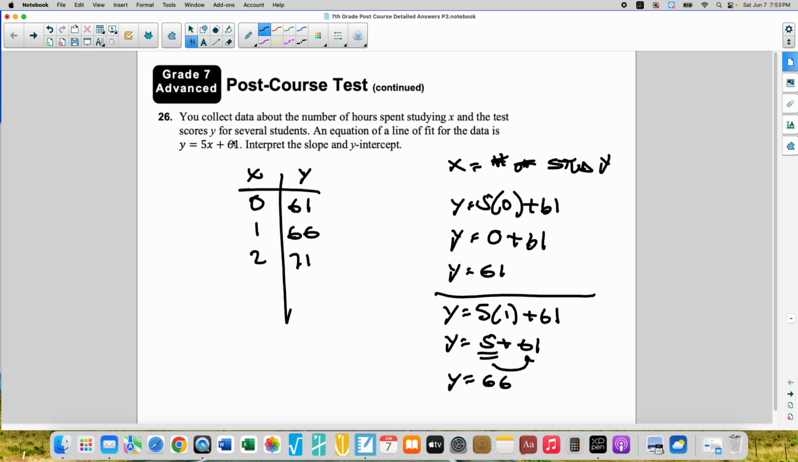And so that is what this is. So the slope, it says, what is the slope? The slope is 5. The slope represents the number of points per hour that I get in addition to my baseline, which is my y-intercept. So I'm going to start at a baseline of 61 points on the test, and then for every hour that I study, I will add 5 points to that. So that's how we interpret this.